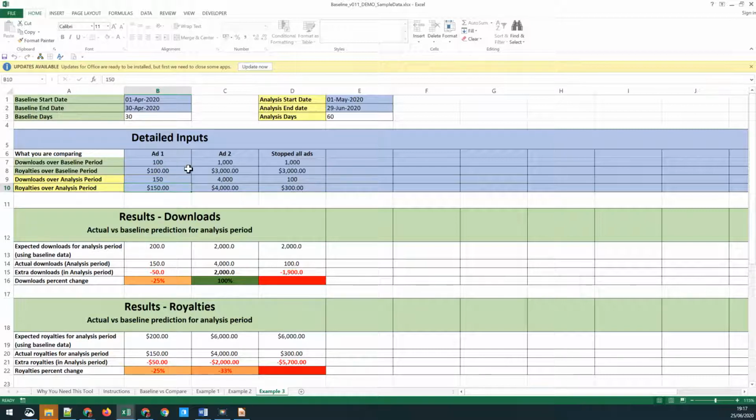So it looks like you're up 50%. But actually your ad has managed to reduce the number of sales you have, because that 100 is over 30 days. You'd expect to get 200 over 60 days, but you only got 150.